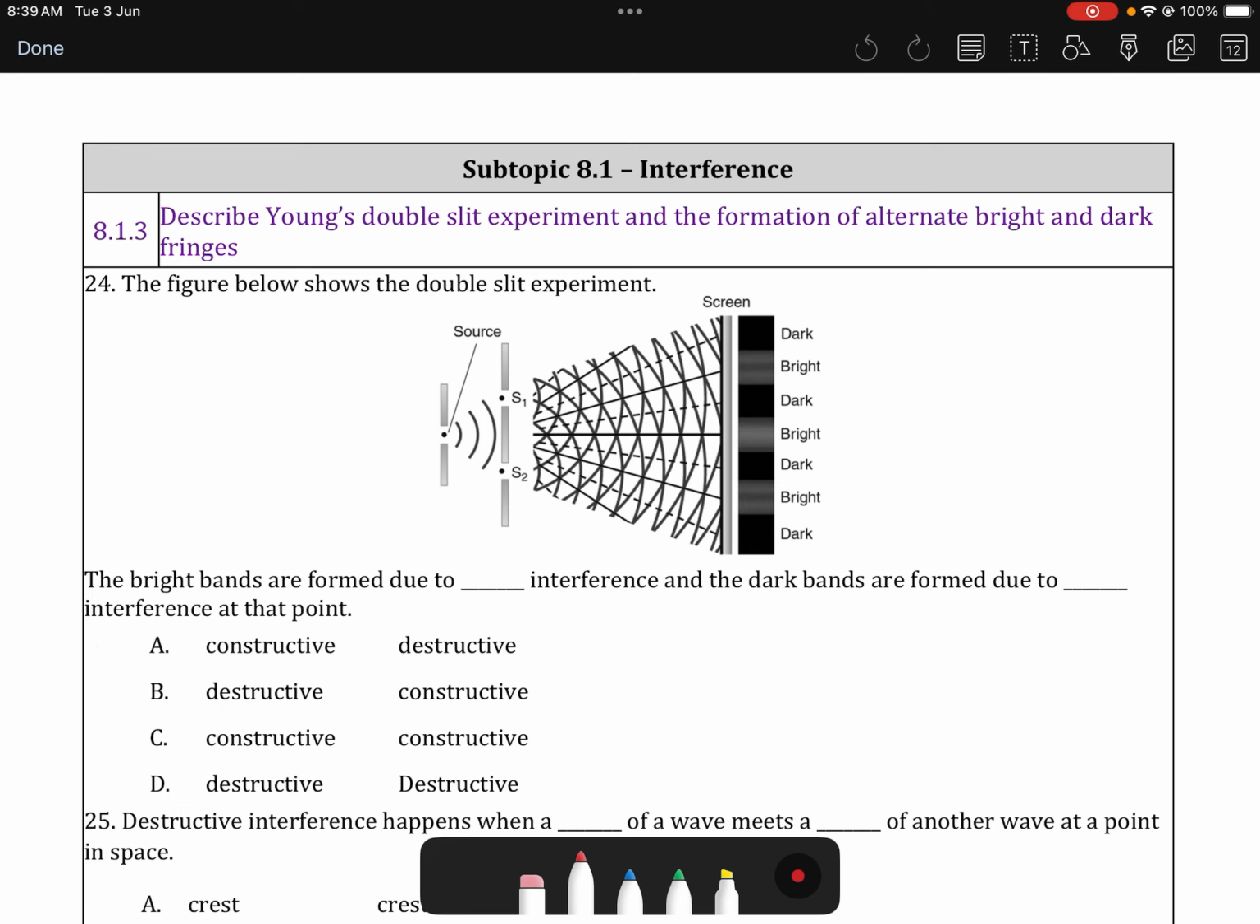First question: the bright bands are formed due to constructive interference, and the dark bands are formed due to destructive interference. So the answer is A. As you know, constructive interference will give us the bright band, and the destructive interference gives us the dark one.